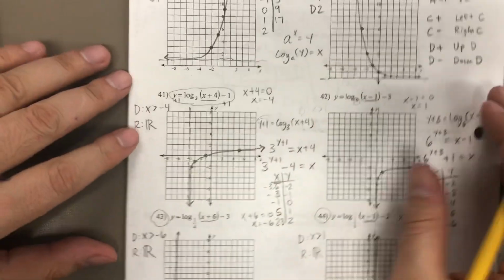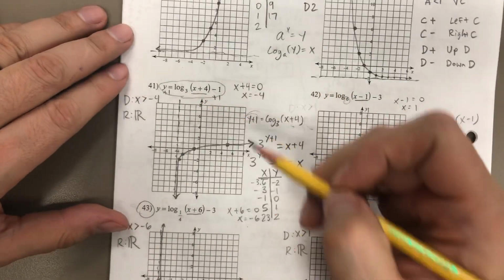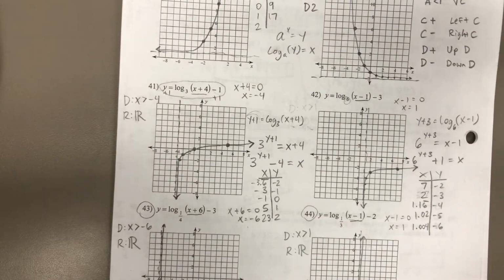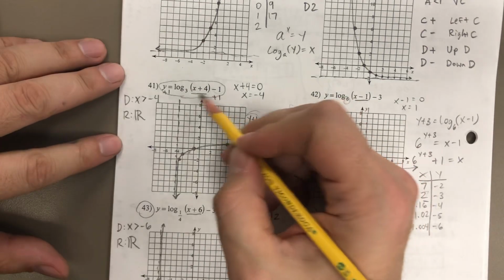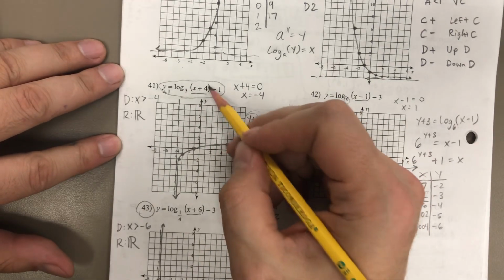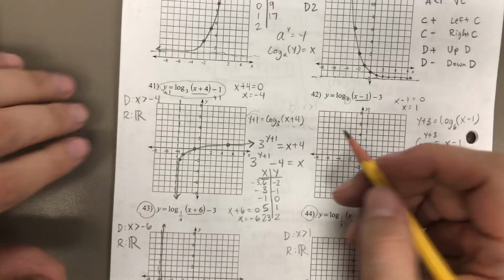All right, now on to the logs. It's the same kind of rule. Do I have a number multiplying up front? No, so I don't have a vertical stretch or vertical compression. But I do have a number adding on to x. It's +4. So that moves it to the left or to the right.